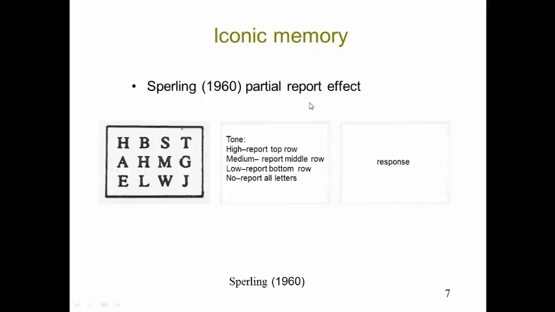Now what Sperling did was add a manipulation to this display, which is that after the display is taken off the screen, he presented a tone that could either be high, medium or low, or on some trials there was no tone. And the tone indicated which letters had to be reported. If the tone was high, participants had to report the top row, medium for the middle row, and low for the bottom row. And you don't need to use tones, you could do it with colors. For example, red, go for the top, amber, go for the middle, and green, go for the lowest row.